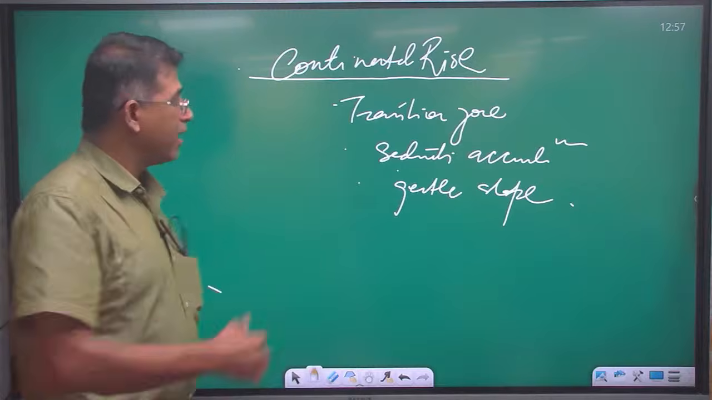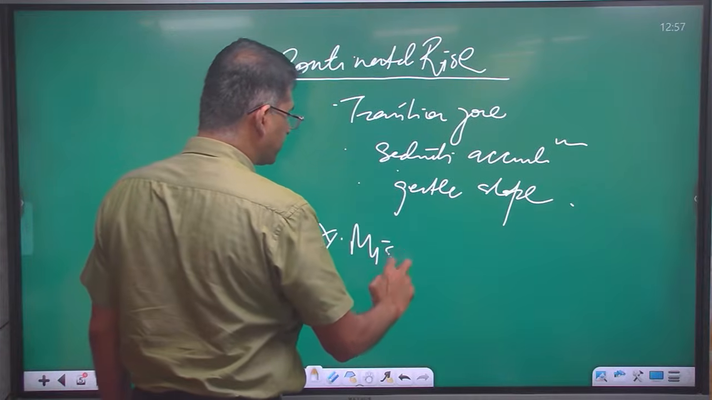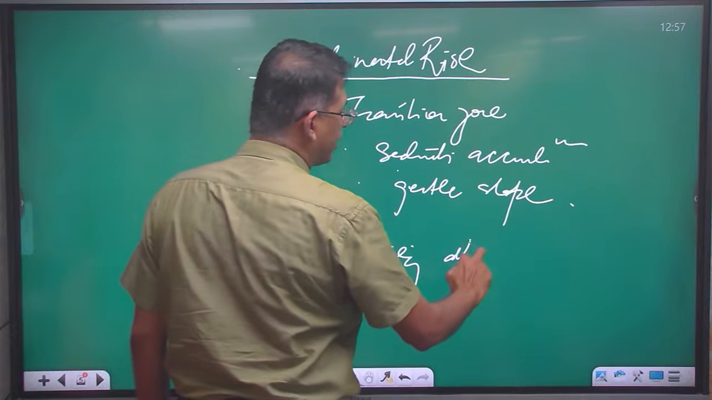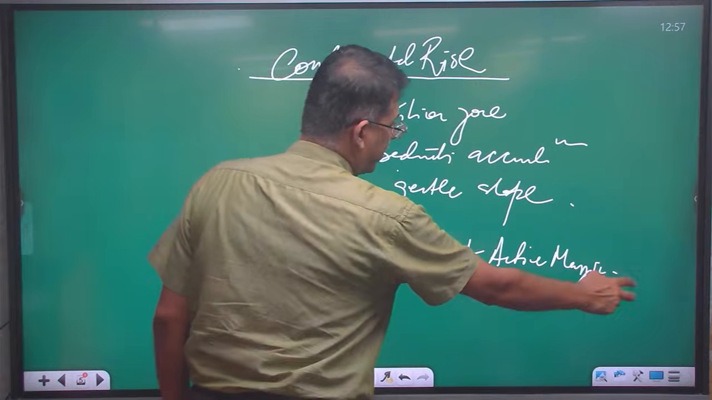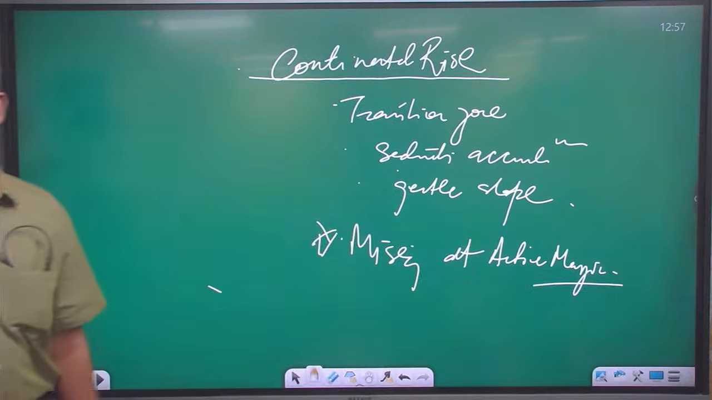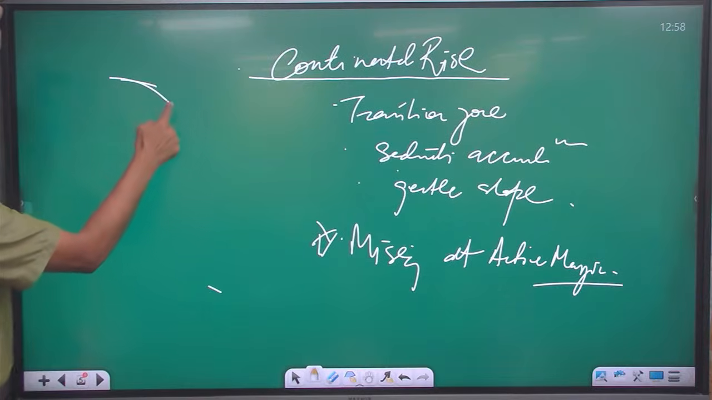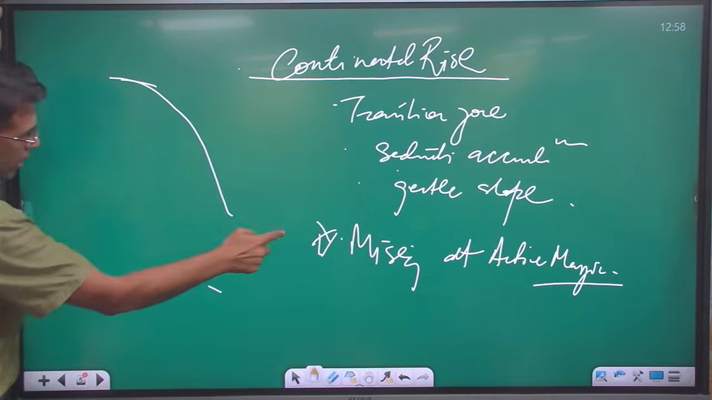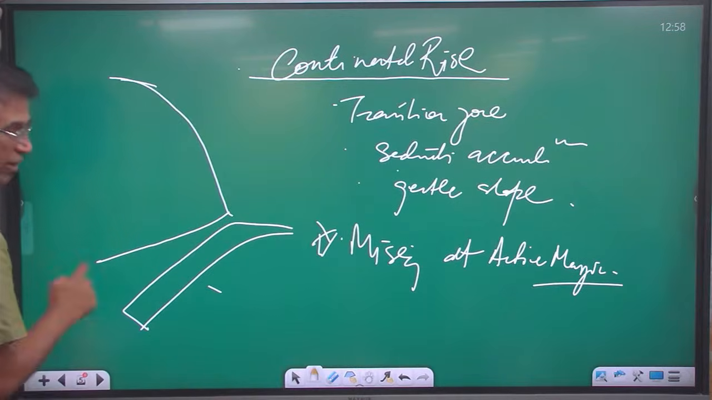ठीक है? Importantly, again the rise is missing at active margins. The rise will be missing at the active margins. The active margin में क्या होगा? You have a trench there. So you have the continent. Okay, ये continent है. It plunges. Okay, and you have the ocean subduction going on here.